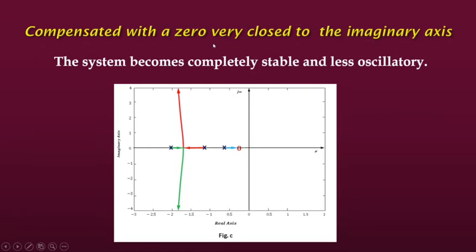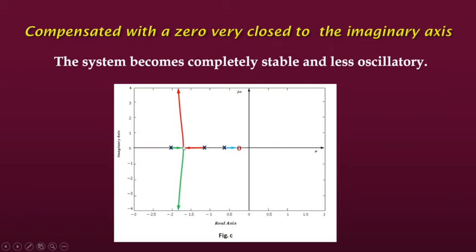Compensated with a zero very close to the imaginary axis. If a zero is added very close to the origin, then the system becomes completely stable and less oscillatory. So, this root locus branch starts from this open loop pole and moves to this finite zero. And here two root locus branches start and meet at a point and move to infinity along this asymptote.